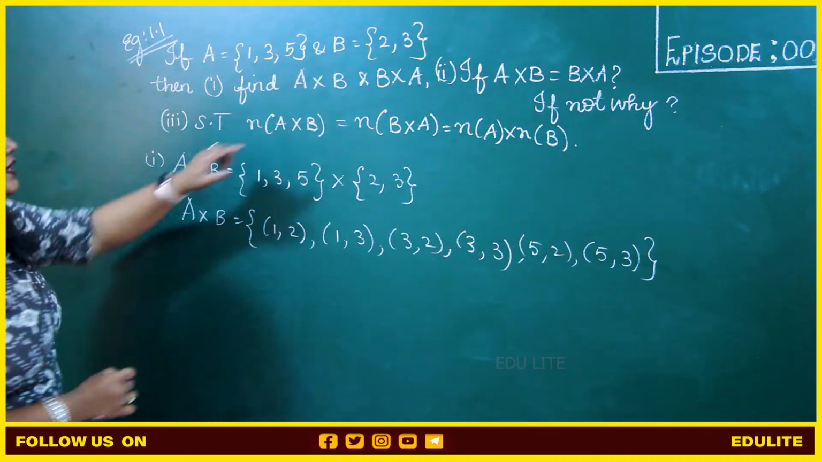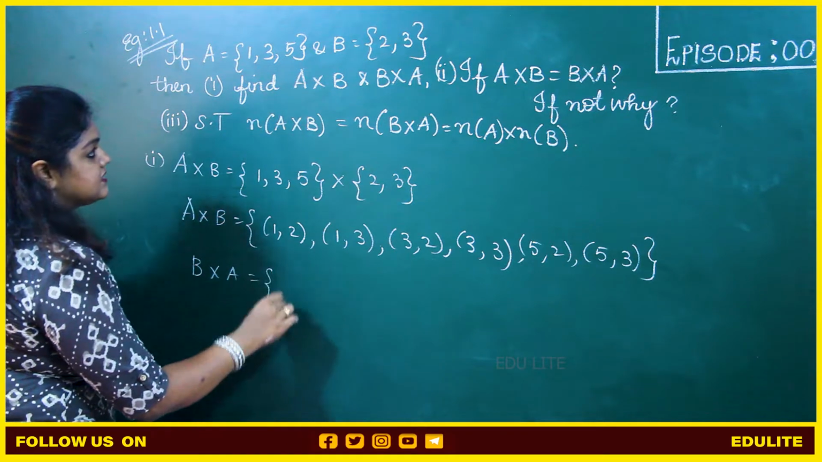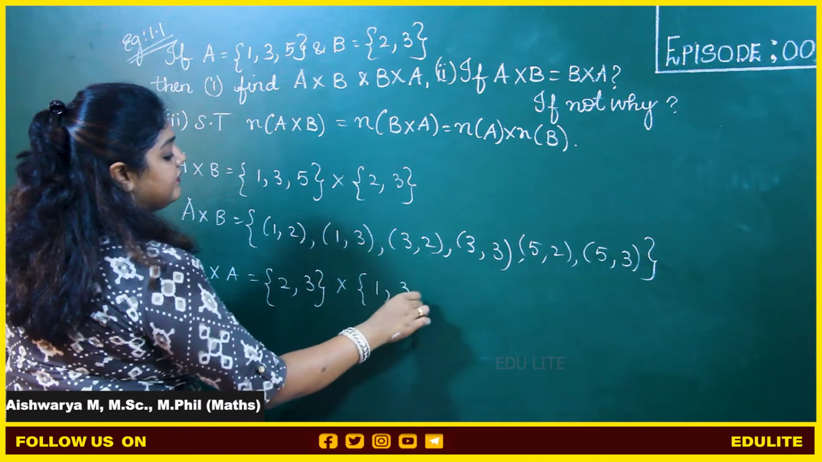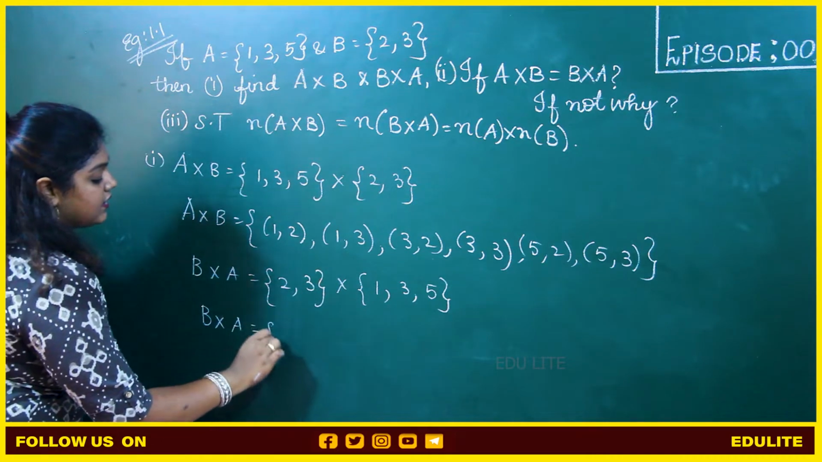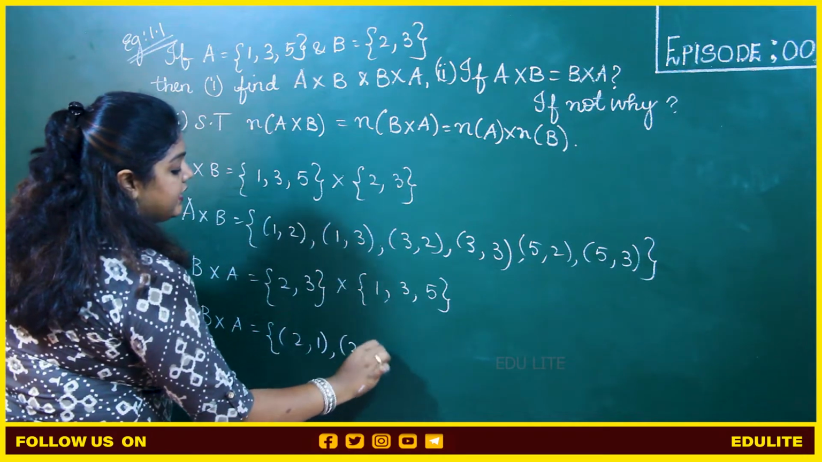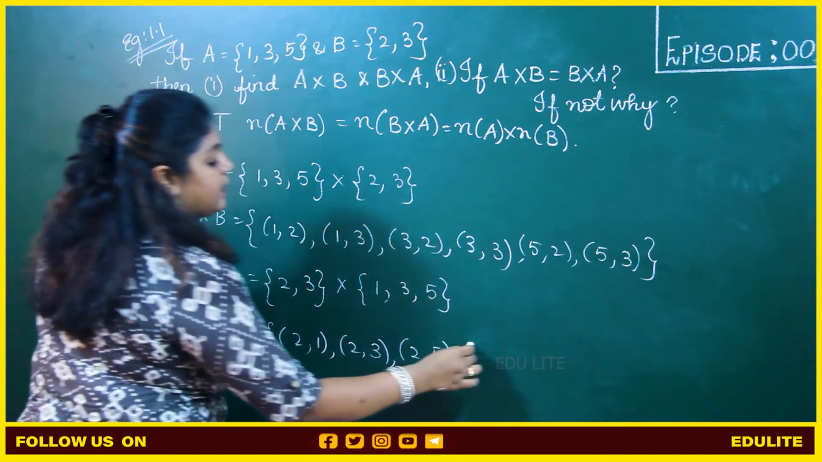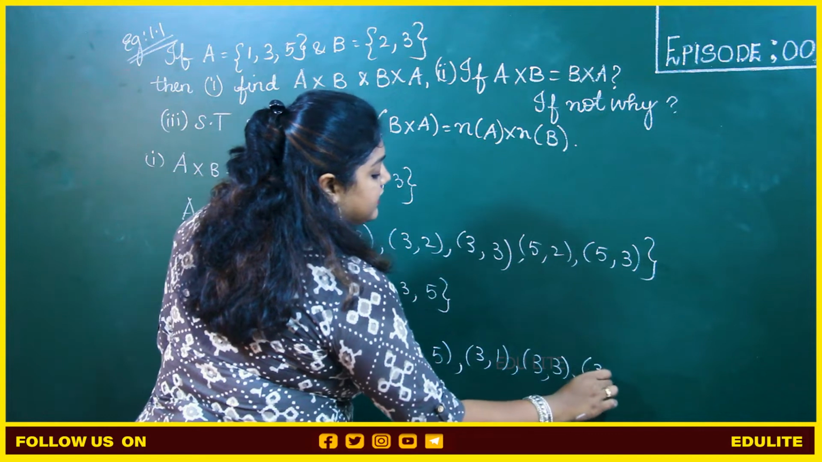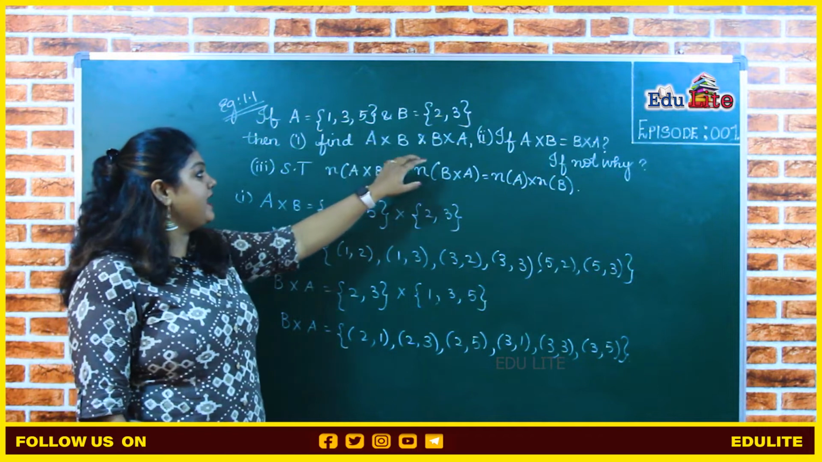Next we have to find B cross A. B cross A means we have to write the set B first. B equals {2, 3}, cross A, whose value is {1, 3, 5}. So B cross A equals (2, 1), (2, 3), (2, 5). Next the elements are (3, 1), (3, 3), (3, 5). We have completed the first option, that is, we have found A cross B and B cross A.